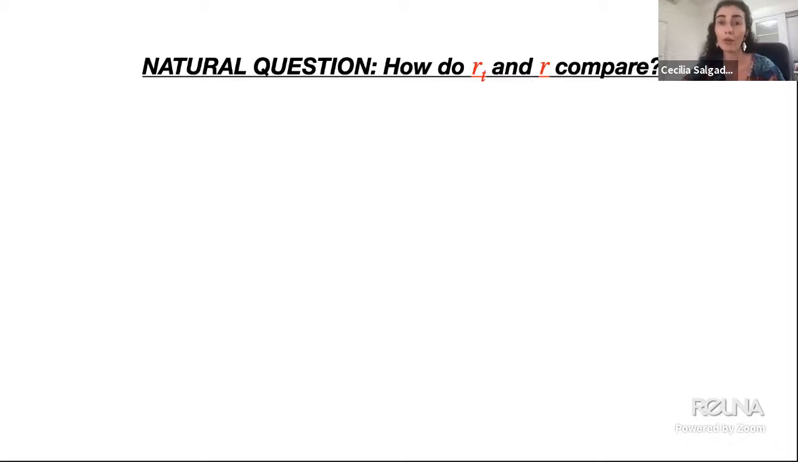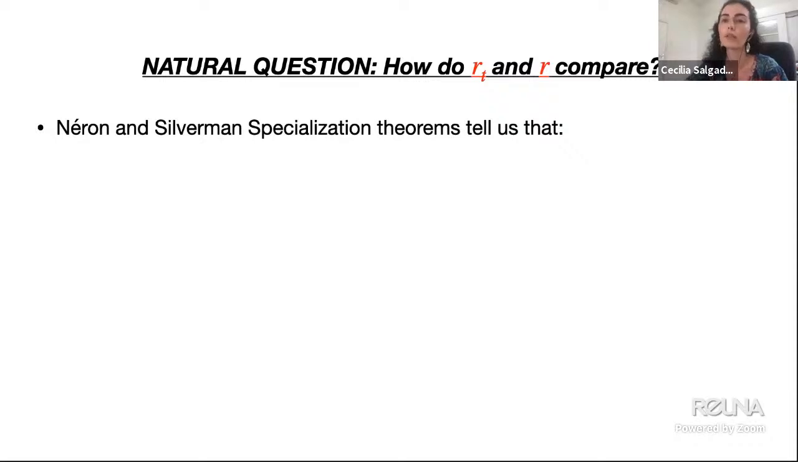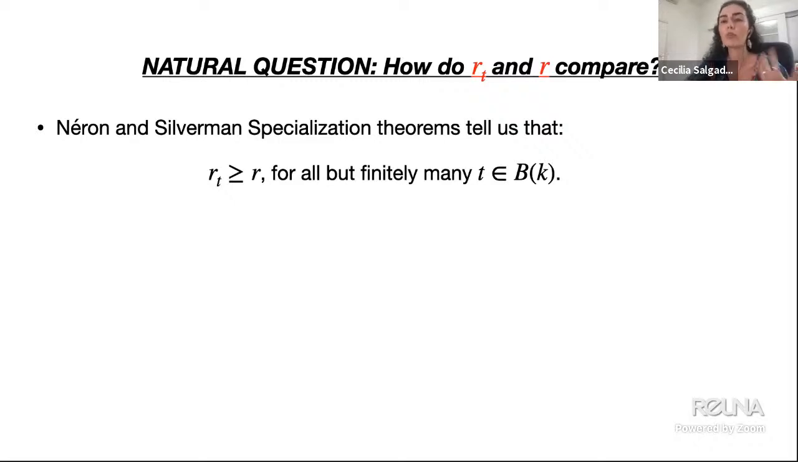So the first thing is that I was not the first one to think about it. I can trace this question at least back to Néron, but the result that I'm going to state here is due to Silverman in that form, but Néron had a result for higher dimensional fibers and bases also. So he was looking at fibrations whose fibers were abelian varieties and the bases could be higher dimensional. But in the context of elliptic surfaces, Silverman's theorem tells us that RT is at least R for all but finitely many T in the base. More precisely, what it tells us is that outside a set of bounded height, we have this.